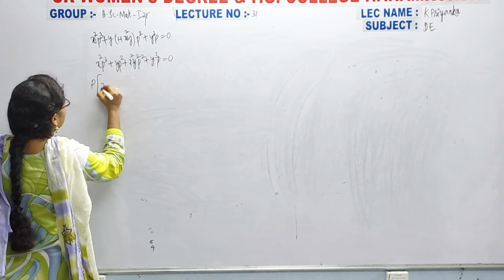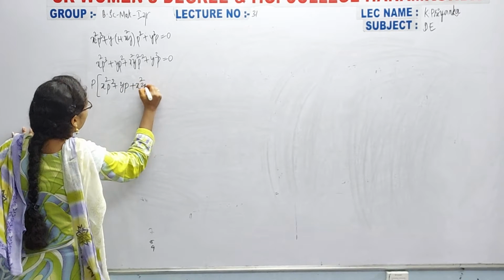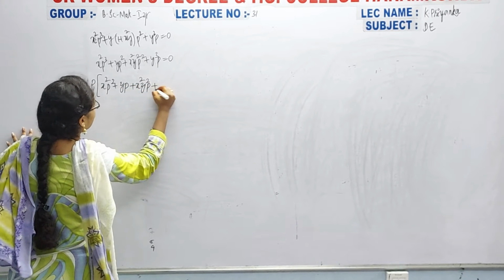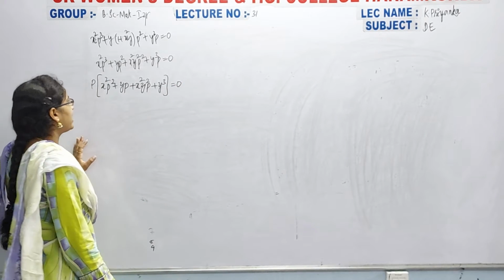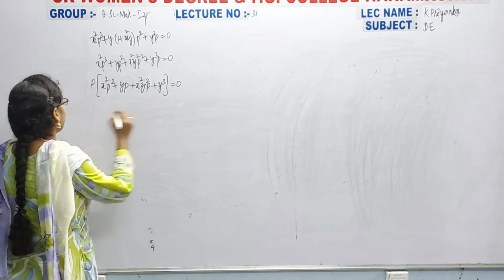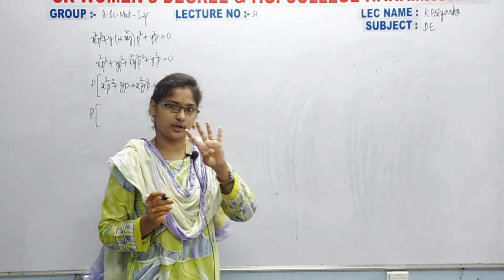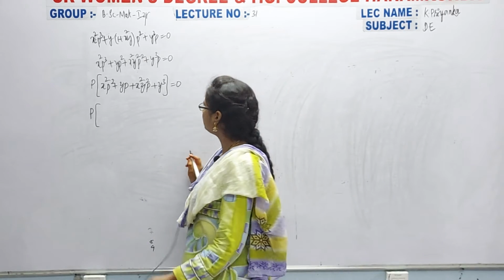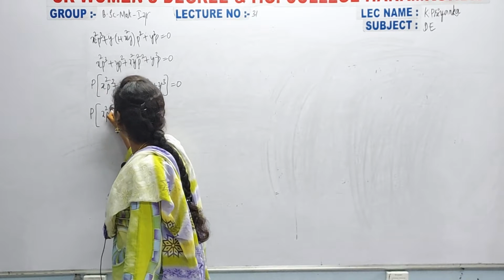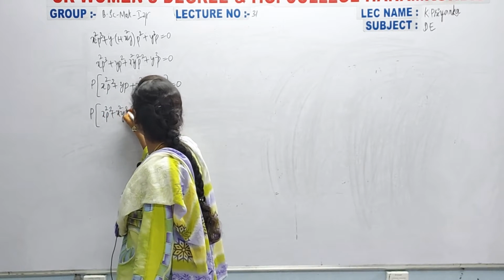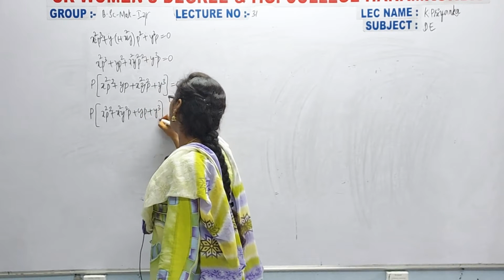P of x square p square plus yp plus x square y square p plus y cube equal to 0. Okay. So next what we get here, p of, again we have to take common from these 4 terms. Okay, so now simply here I have yp and this one. So now what I am doing is x square p square plus x square y square p plus yp plus y cube equal to 0.